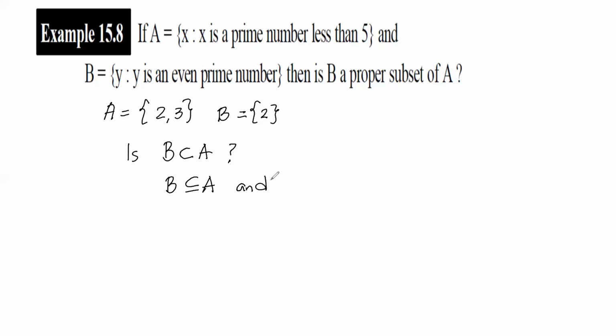but B is not equal to A. Obviously, they are not equal. So we can say that B is a proper subset of A. So treat this symbol like less than. And we know B is less than A, right? Like greater than or equal to, the one with the bigger value. So this is the symbol for proper subset.